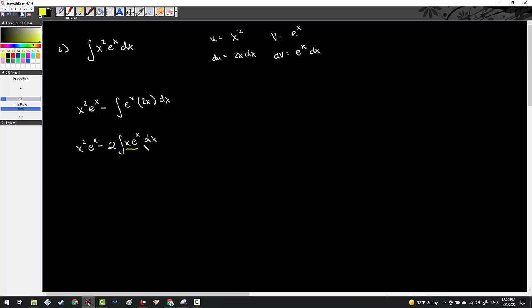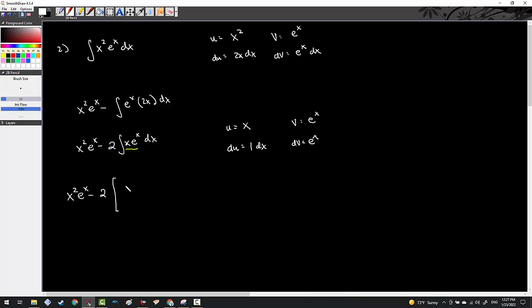So this one hasn't resolved itself quite yet. I've got to do integration by parts again. First, I'm going to carry down the pieces that are not going to be reintegrated. So it's going to be x squared e to the x minus 2 times something, and that something is going to be the result of my second round of integration by parts. So u equals x, du is going to be 1 dx. dv is going to be e to the x, and v is going to be the integral of e to the x again. Hopefully you were able to figure out what the u and the v were.